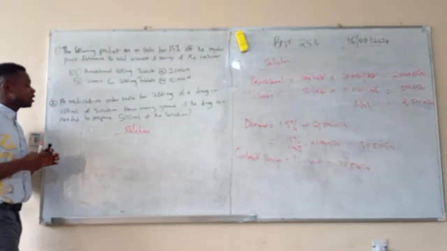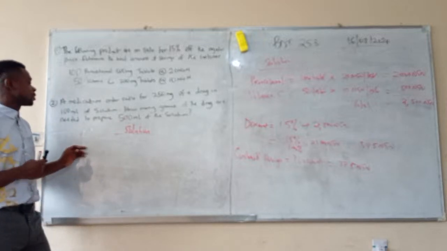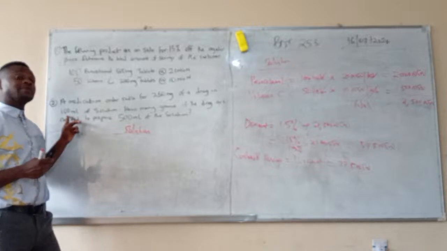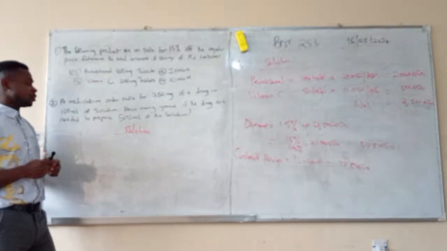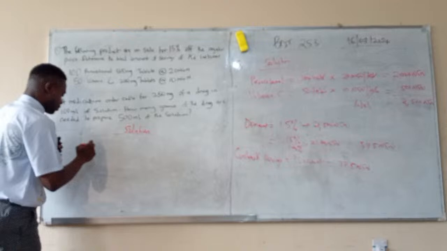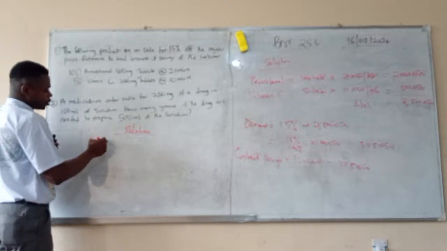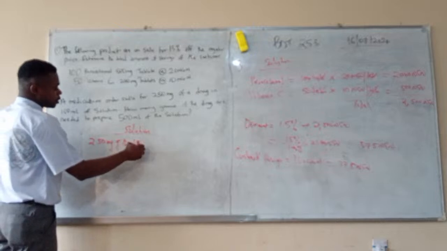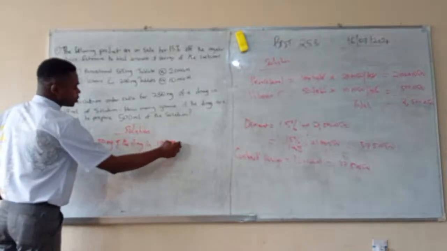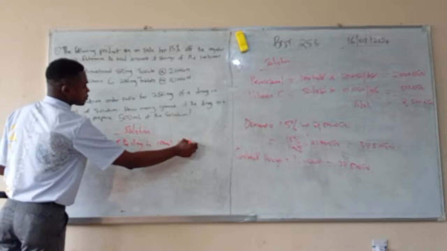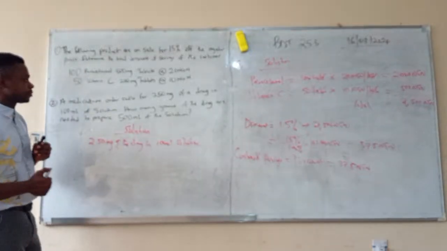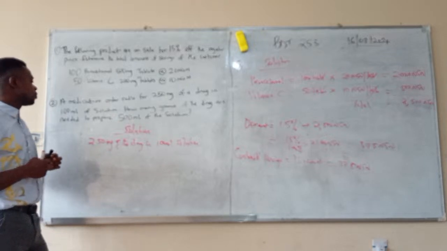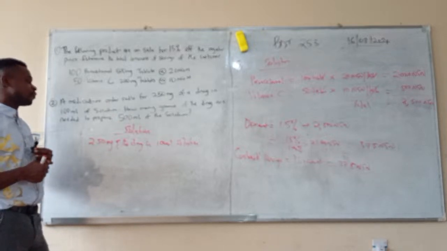So we are told that 250 milligram of the drug is in 100 ml solution. Are we together? So if you have 250 milligram of the drug in 100 ml solution, we are now asked, how many grams of the drug are needed to prepare 500 ml of solution?